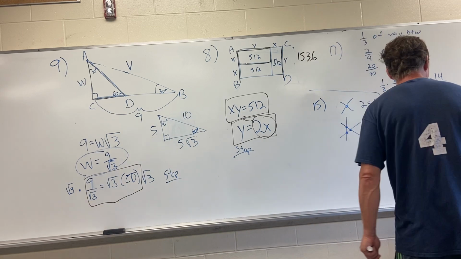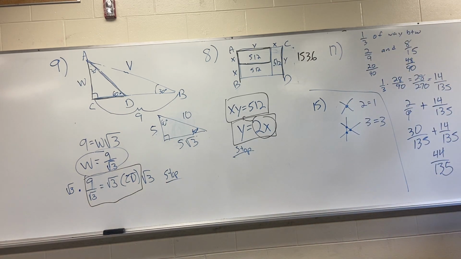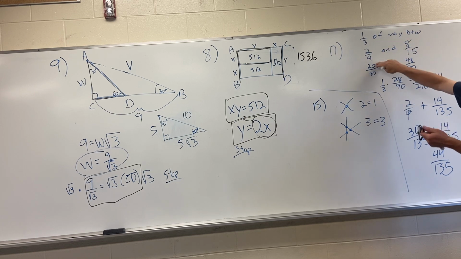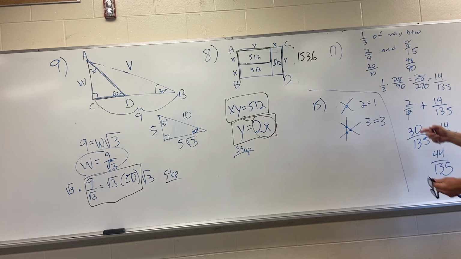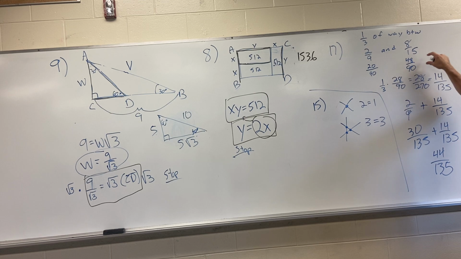All right, number 17, I think these are hard. It was like what fraction is a fourth of the way between 2 other fractions? I'm going to do the exact same problem, but just with different numbers. So here we go. I said, what number is a third of the way between 2 9ths and 8 15ths? Well, get a common denominator.